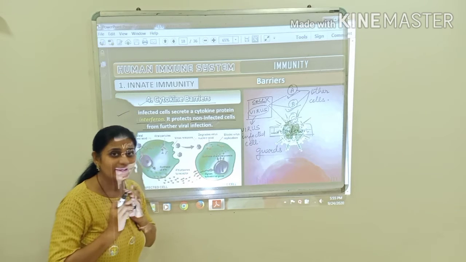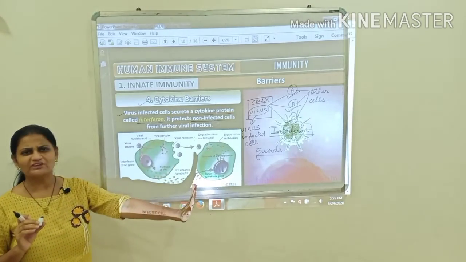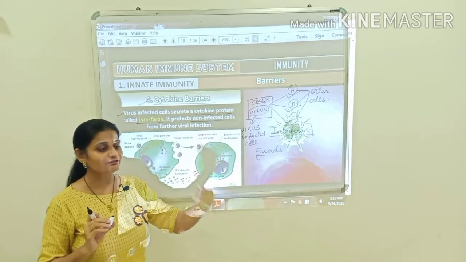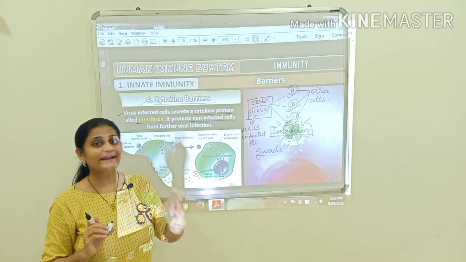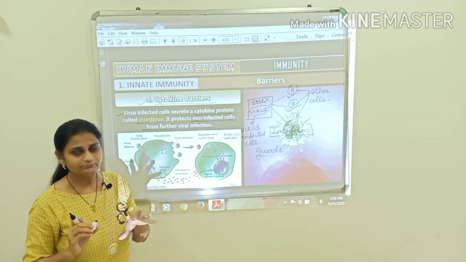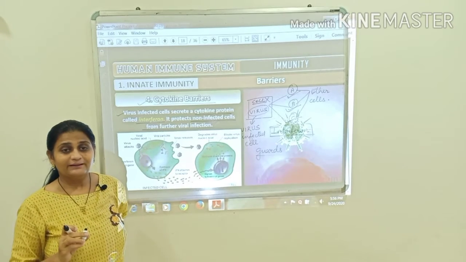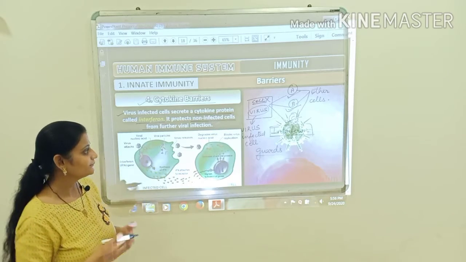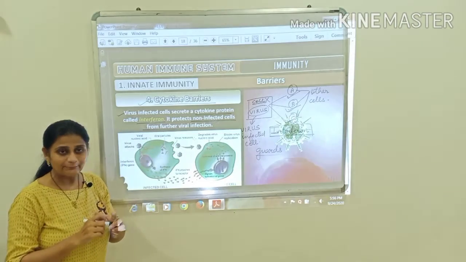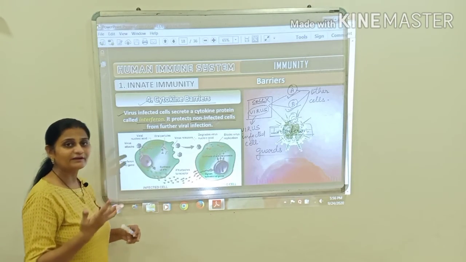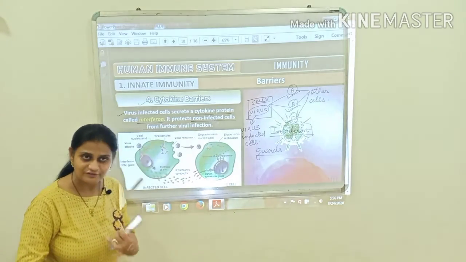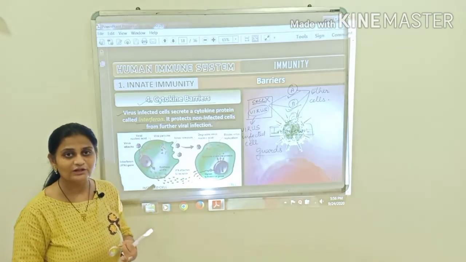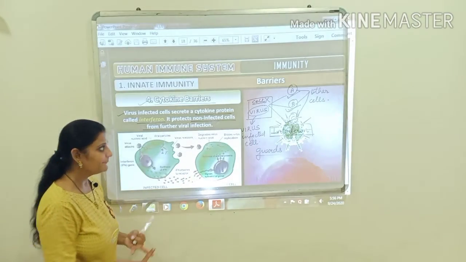Once again, what is immunity? To protect ourselves, to protect our cells from the foreign particles. What is important in innate? Inborn. Inborn means this immunity will be in our body since our birth. And all the innate immunity is provided by four different types of barriers. The first barrier is the physical barrier, the second is the physiological barrier, the third is the cellular barrier, and the fourth one is the cytokine barrier.